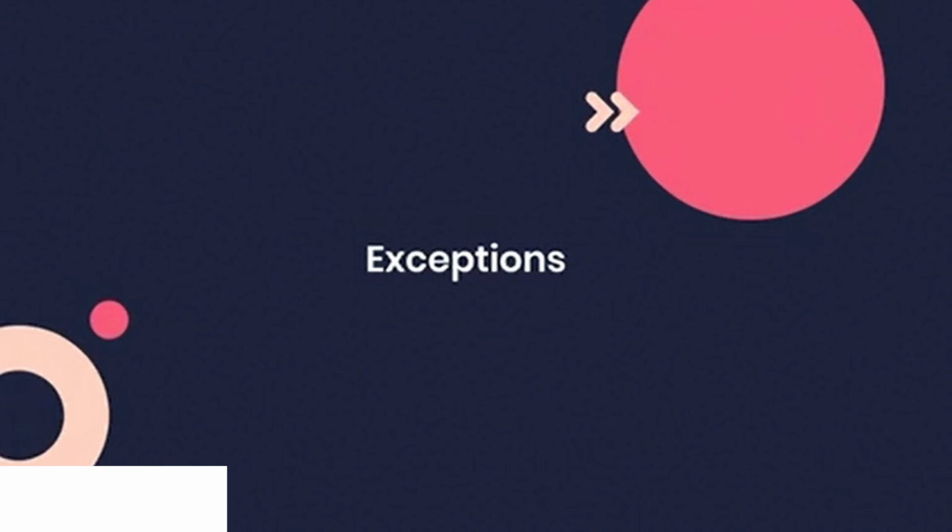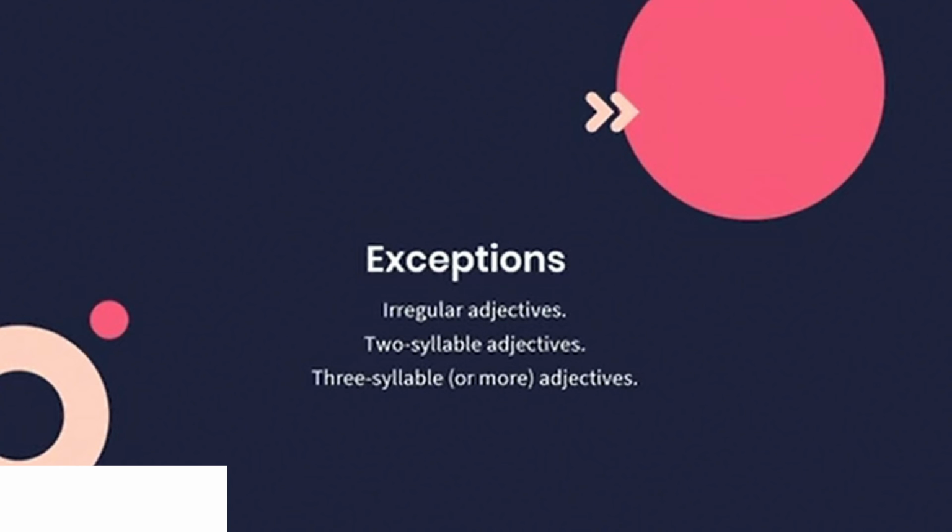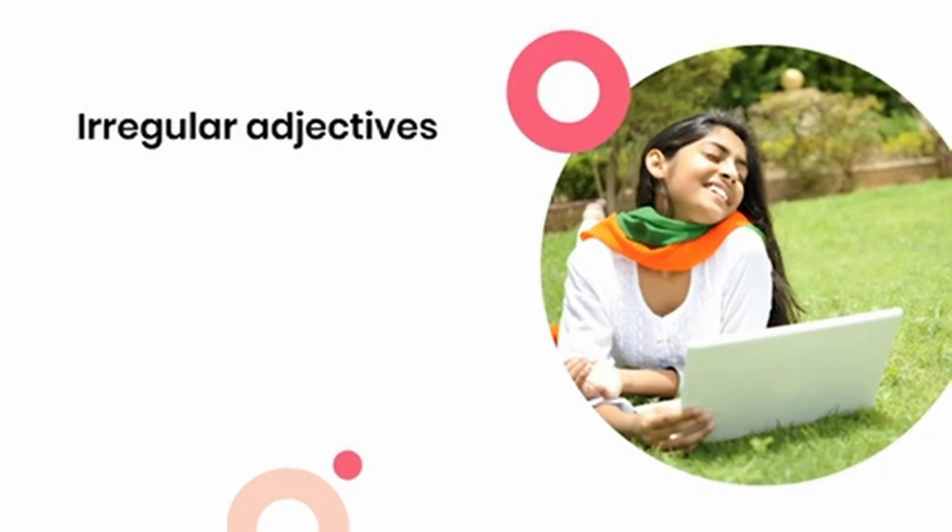Now, as I'm sure you're already aware, English has a lot of exceptions. Degrees of comparison are no different. There are some exceptions you need to take note of. First, there are some irregular adjectives. Then you need to note that two-syllable adjectives usually follow the rules you've learned, but there are some exceptions. Lastly, you need to note that three-syllable adjectives do not follow the same rules. So let's expand on all of this.